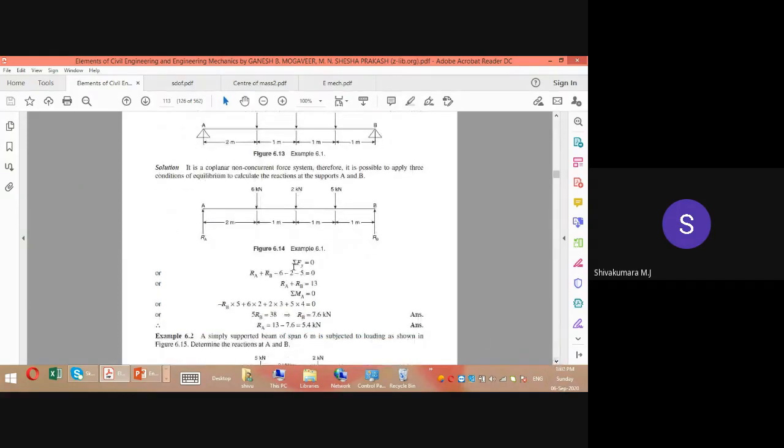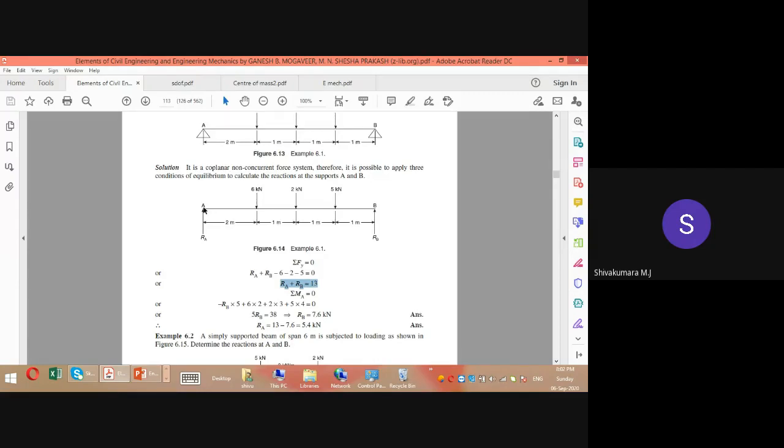So the first condition of equilibrium, the summation of Fy equal to 0, you can use. Reactions Ra and Rb towards up positive, -6, -2, -5 towards down, equal to 0. So the first equation you will get: Ra plus Rb equal to 13.